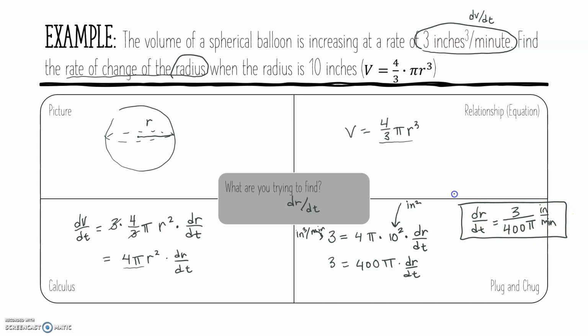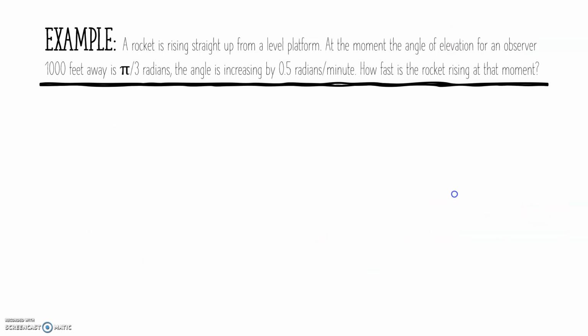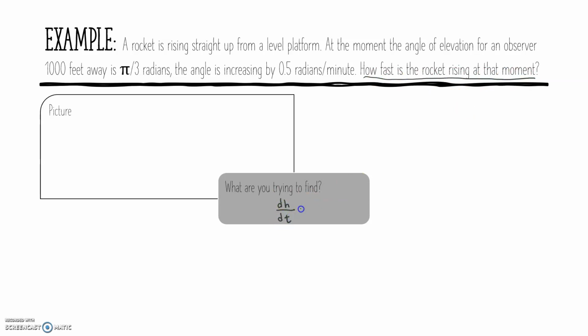Now, I'm going to do the rest of the examples on this video, but I actually recommend that you pause and try them yourself. All right, this one we're trying to find how fast the rocket is rising, so I'm going to call that a change in height over change in time. I'm going to draw a picture.